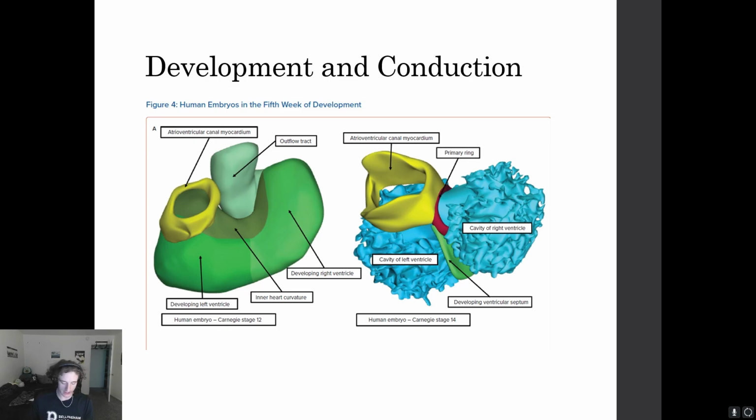So what is going on in Carnegie stage 12? At Carnegie stage 12, we have the atria joined through myocardium of the atrioventricular canal, right? So we have the atria joining into the ventricles through this atrioventricular canal, and then you have left ventricle, right ventricle. We talked about that. Now at this stage, you're not going to believe this, an adult EKG can be found. So an adult EKG, like a normal heart rhythm, is found at this stage of development. That's unbelievable. But also, what does that mean?